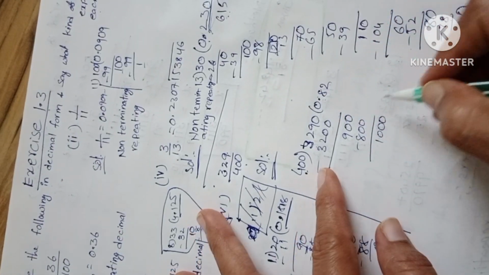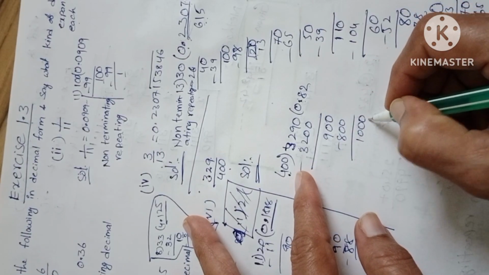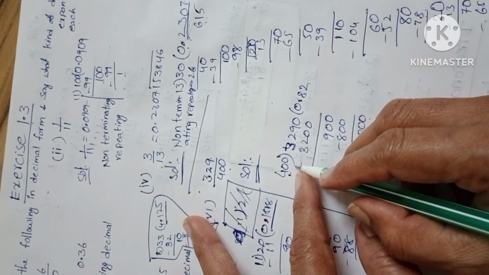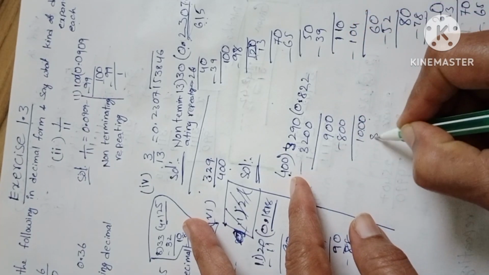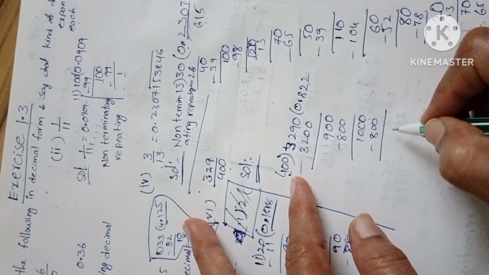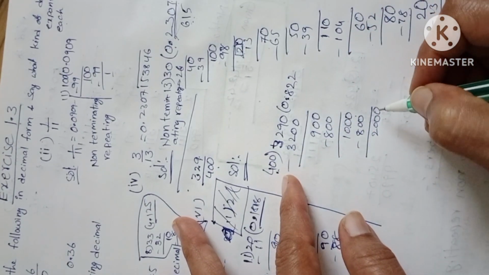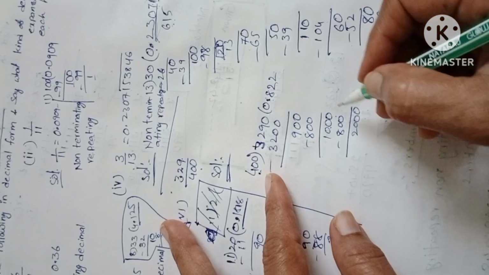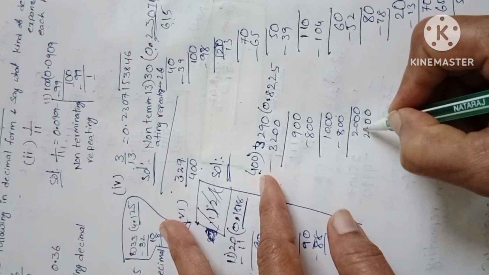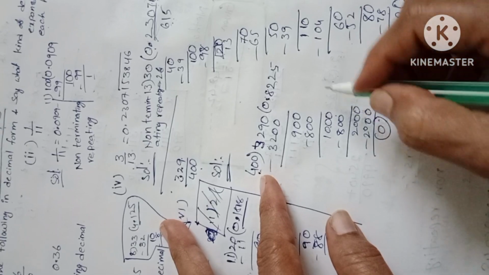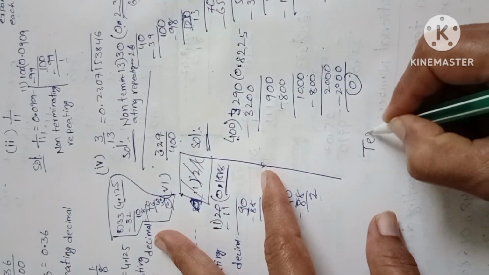Then we can write one more 0. Since we have a decimal point, we can write 0 in the dividend. If it is smaller than the divisor, then we can write 0. 400 2s again, 800. Then 1000 minus 800 is 200. So again we can take 0. Then 400 5s, 2000. Remainder 0. If we have a remainder 0, it will be a terminating decimal.